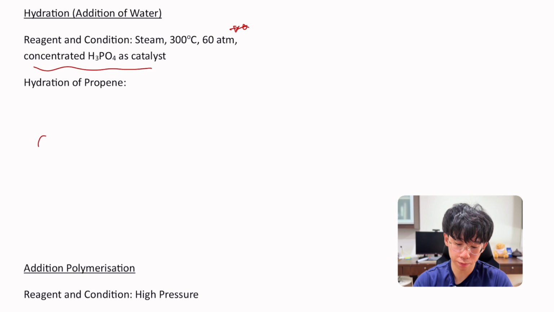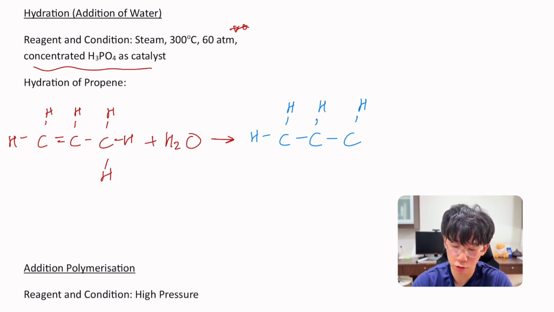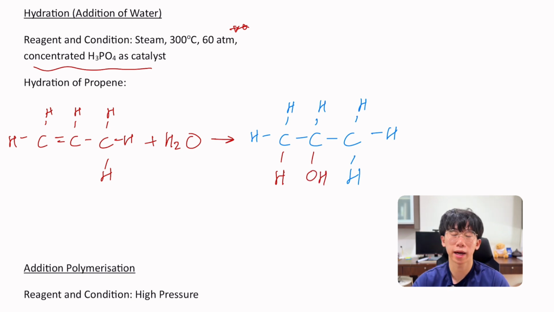Well, all you have to do, you just draw propene out. And how does the addition occur? Well, you're going to add H2O this time. And let's turn this double bond into a single bond, keeping everything else constant. And you're going to add a H and a OH. And that's how you actually draw your hydration of your propene.